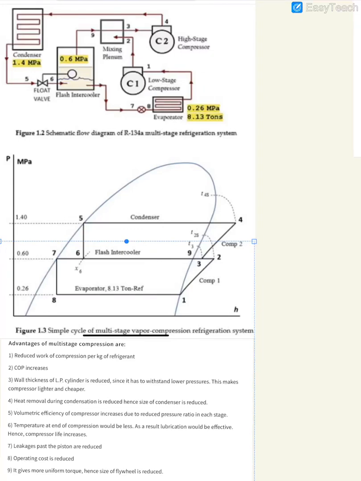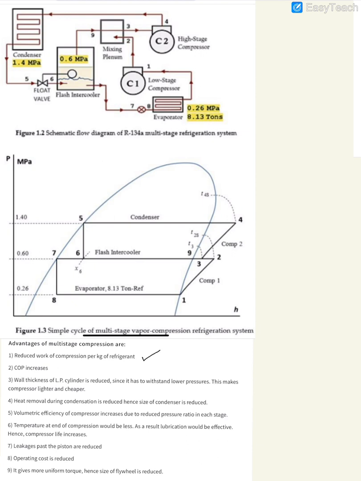What are the advantages of multi-stage compression? We are going to answer this question. This is the list of advantages I have put in. First is the reduction in the compression work per kg of refrigerant.